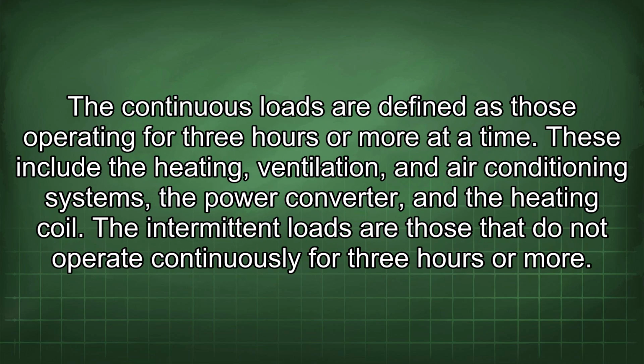The continuous loads are defined as those operating for 3 hours or more at a time. These include the heating, ventilation, and air conditioning systems, the power converter, and the heating coil. The intermittent loads are those that do not operate continuously for 3 hours or more.